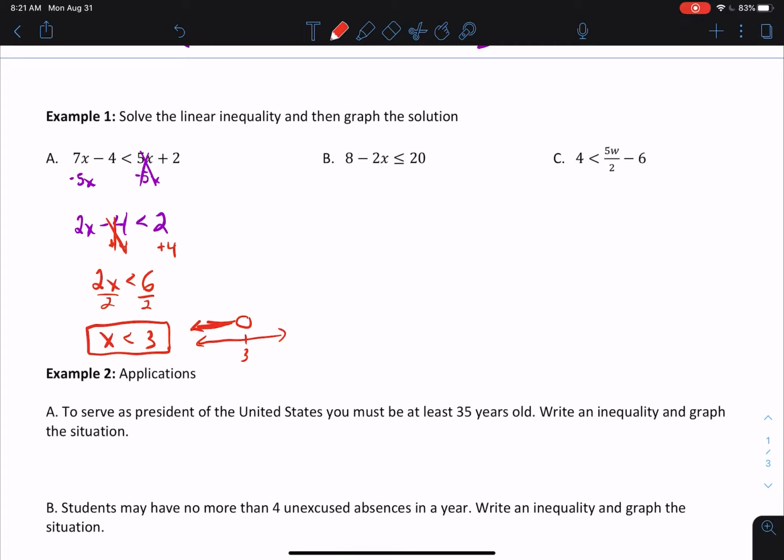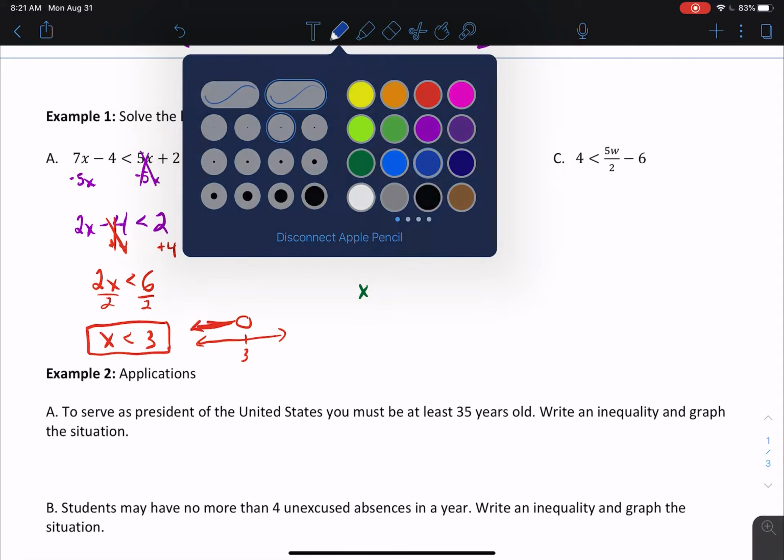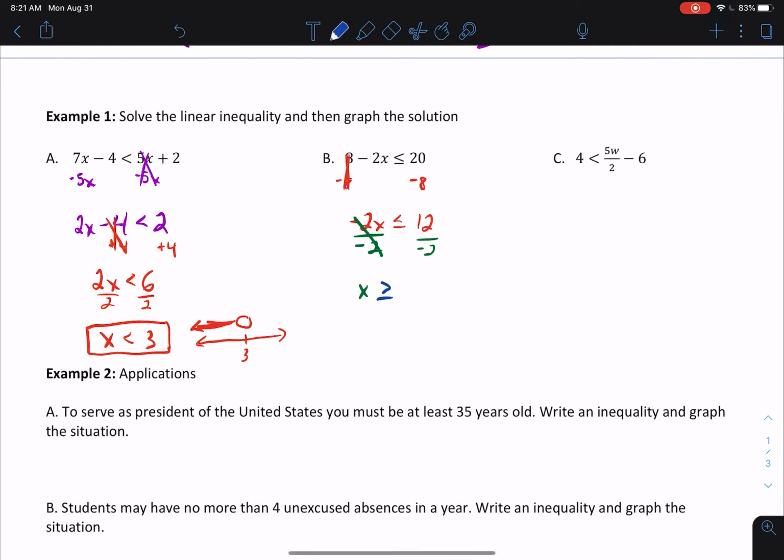Okay. What about in B? Again, let's get the numbers on the same side. So I'm going to subtract 8 from both sides. So I have negative 2x is less than or equal to 12. Next up, I need to divide both sides by negative 2. And since I divided by a negative, super important here, I need to remember to flip my sign. So x is going to be bigger than or equal to negative 6.